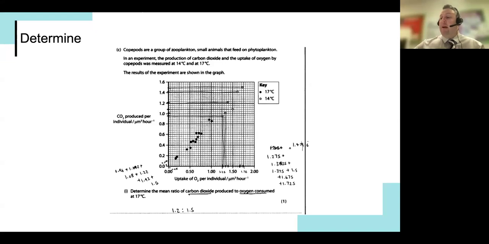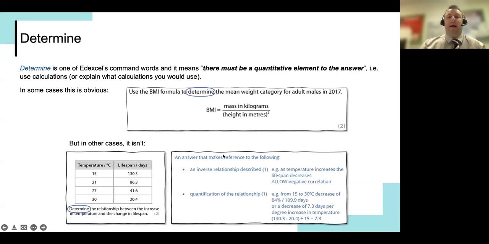I'll show you another set of questions on the next slide which alludes to this. Here are a couple of snapshots of some questions where we have the word determine. You can see the first question at the very top about BMI. It includes the word determine. There's another question down in the left hand corner, where it is temperature against lifespan. Again, it mentions the word determine. The top one is more explicit.